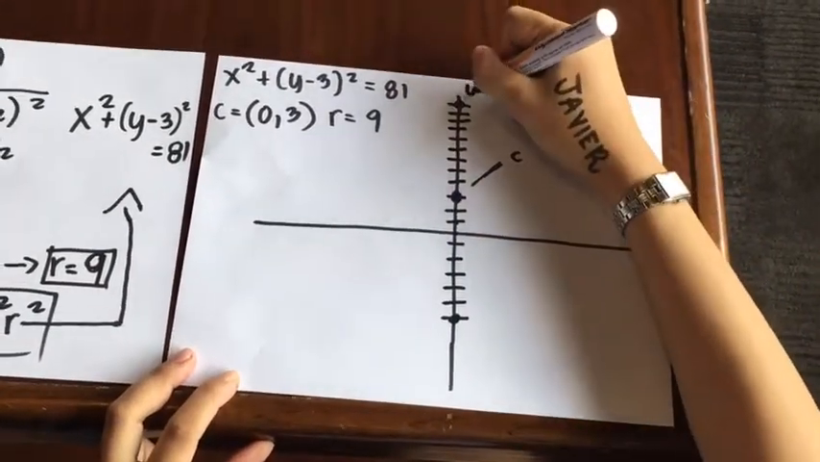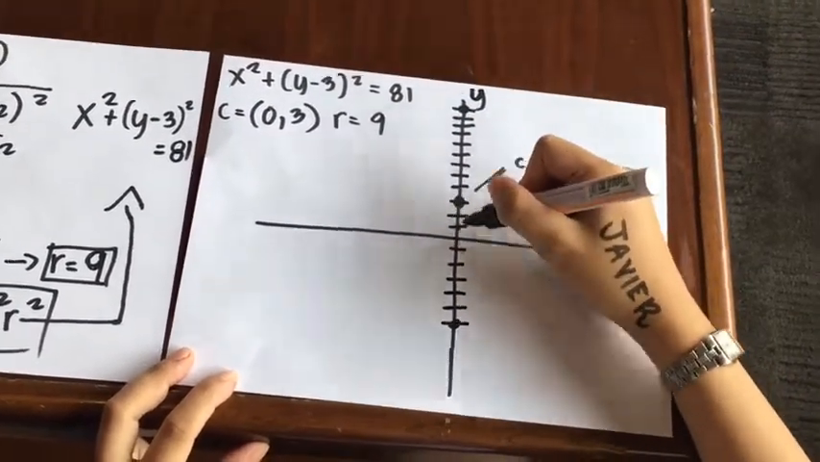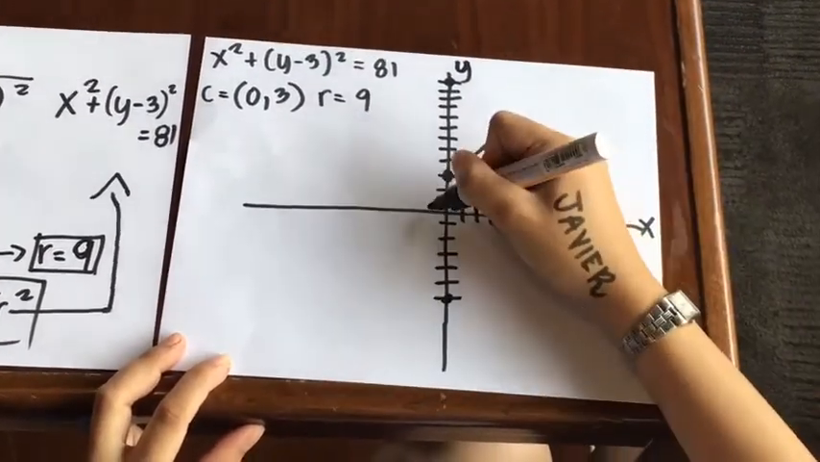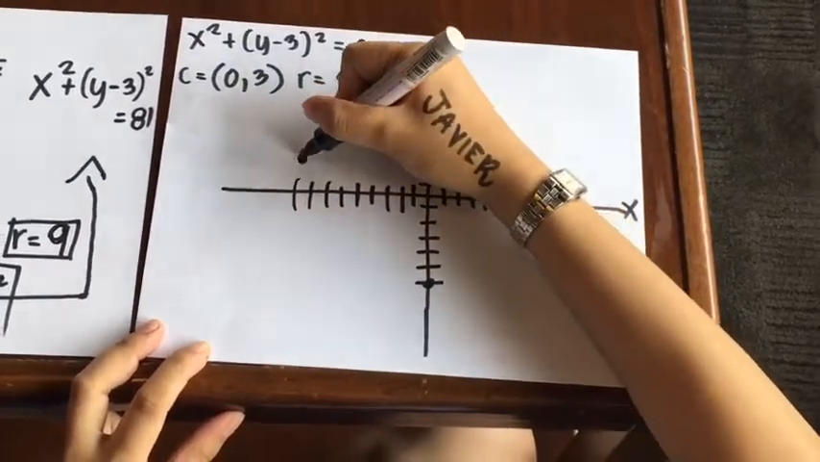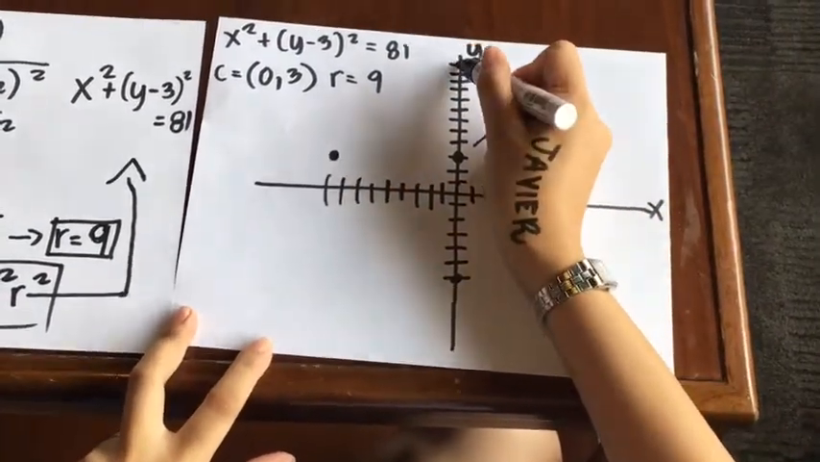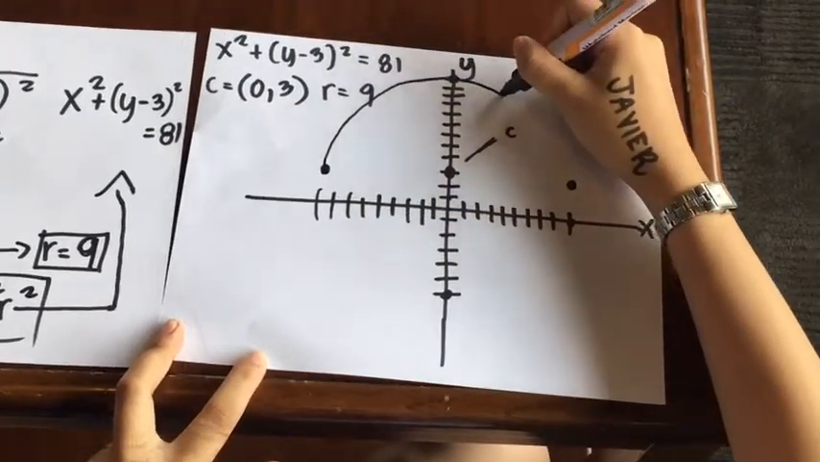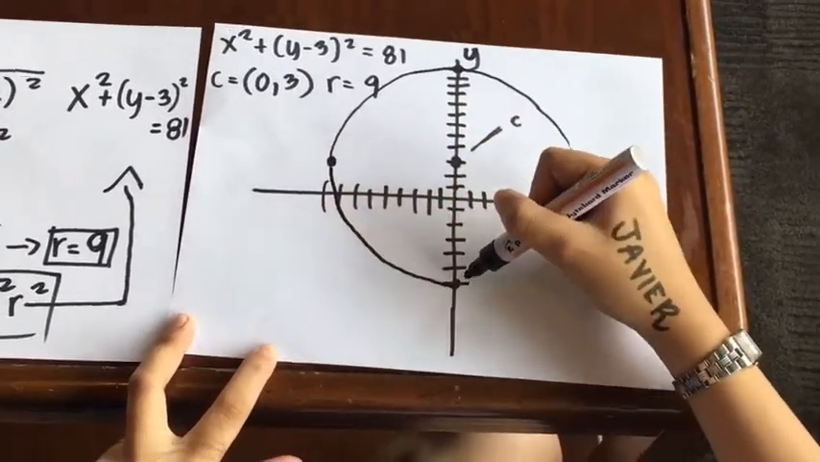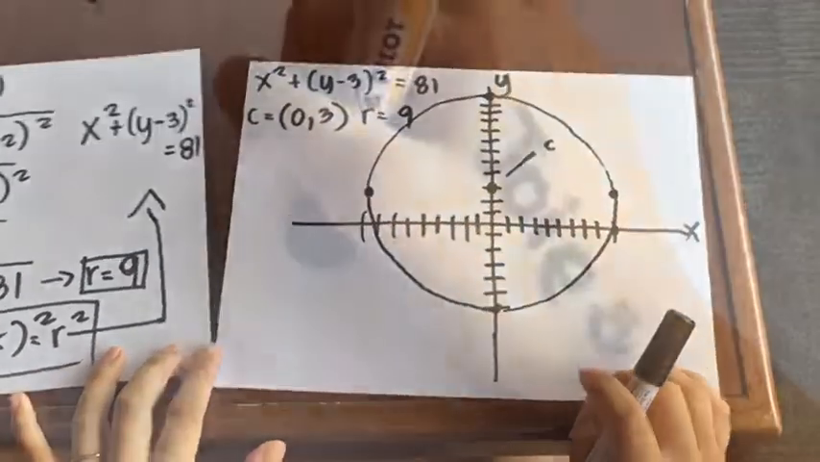So, this is my y, this is my x. Dito naman, ganun din. 1, 2, 3, 4, 5, 6, 7, 8, 9. 1, 2, 3, 4, 5, 6, 7, 8, 9. So, dito. Ngayon, i-graph na natin ang circle. This is now my answer.